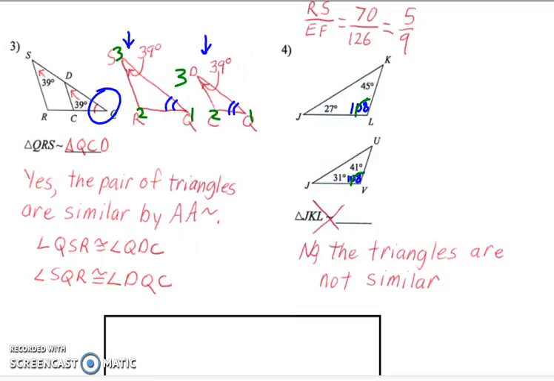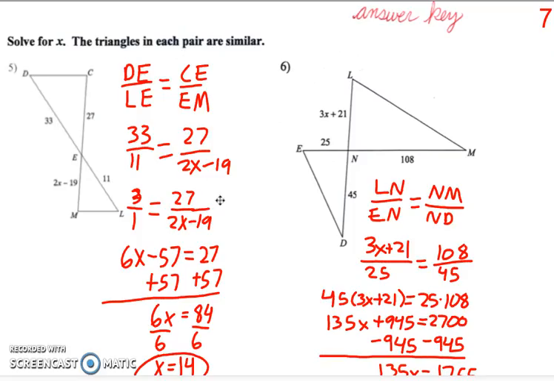Let's move on to the next side. Side number 7. Now when you do these problems here, the biggest thing is setting up your proportion. So with these here, we're going to solve for x, and they are telling us the triangles in each pair are similar. So to set up these problems here, we have to go by looks.